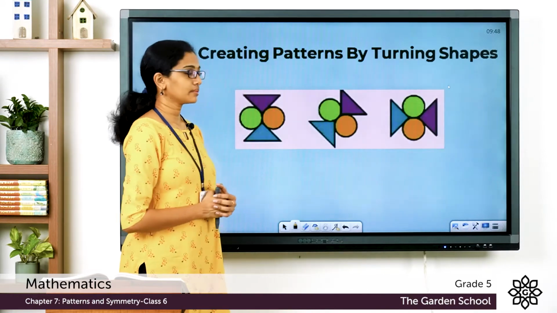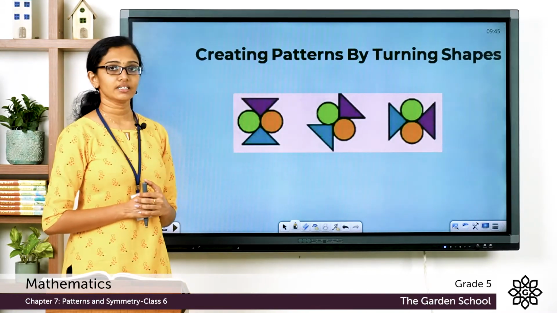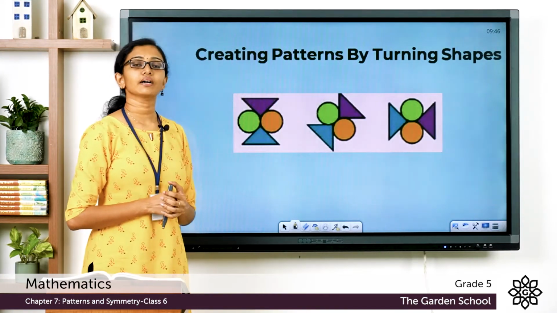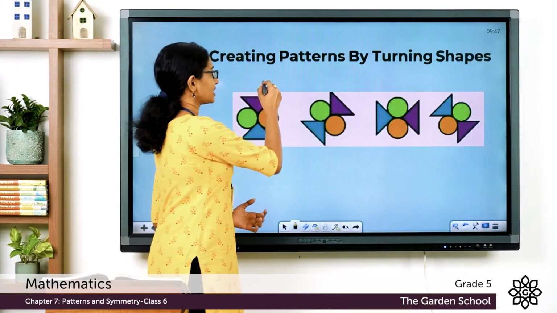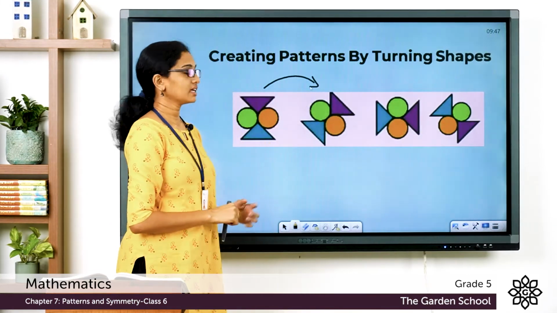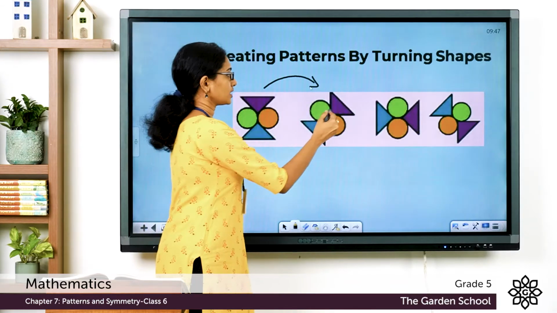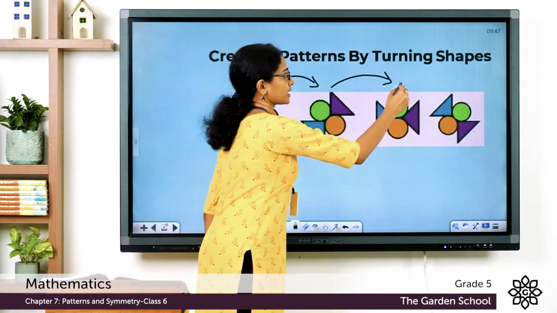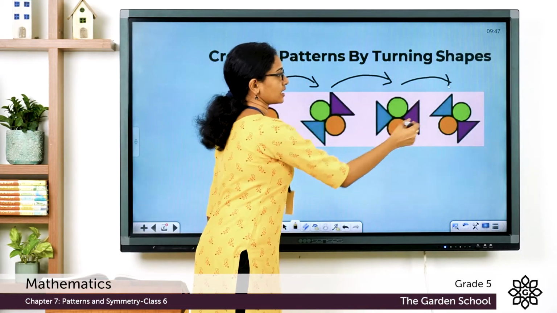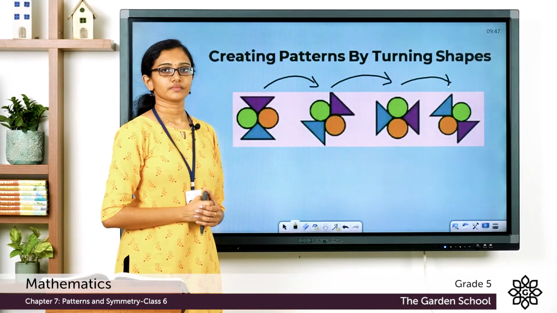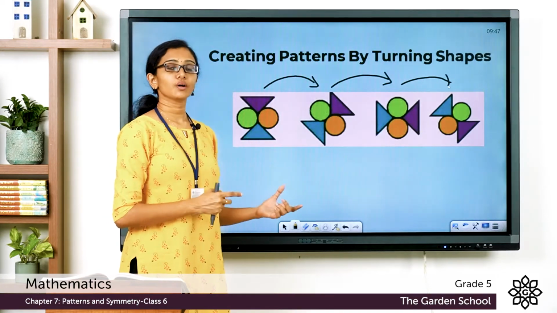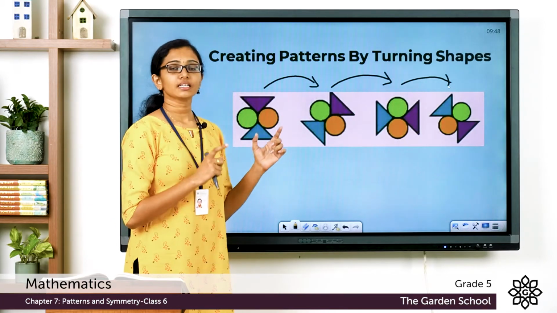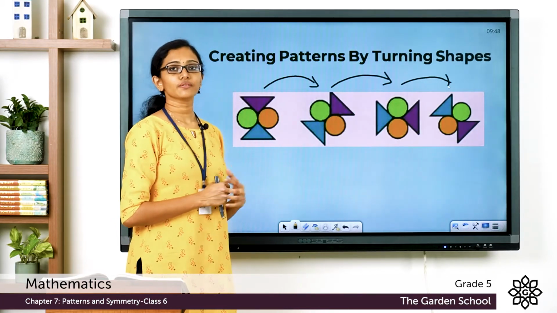Now let's see one more example. You see a pattern here. See the first image. Can you predict what is the image that comes next? First, the image rotated like this about the fixed point. It again rotated or turned. Then it again rotated like this and we get this image. So if we know the pattern, we can always predict what comes next in the sequence. Here we have turned the shapes or the images to create a beautiful pattern.